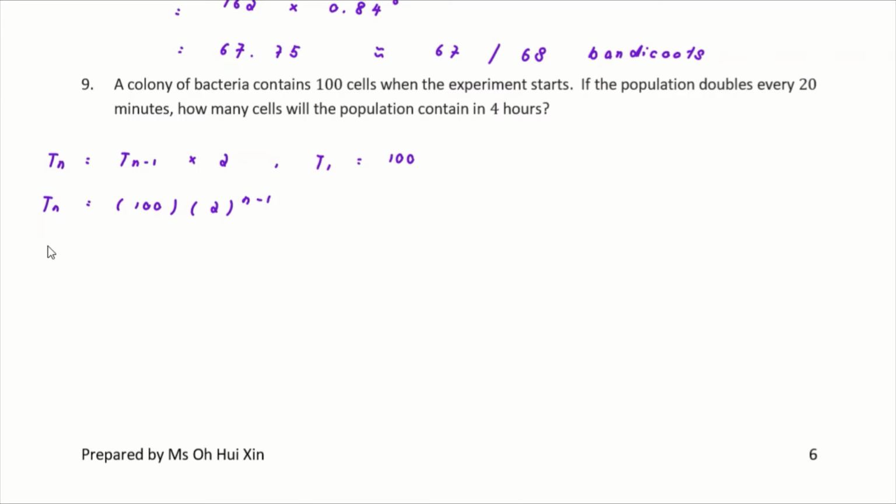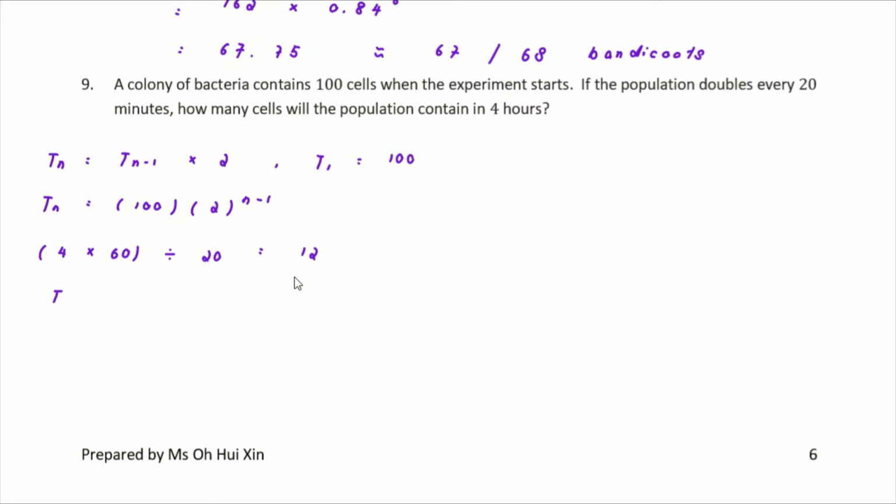I think this is very straightforward. You have 4 hours, and each hour has 60 minutes, right? So when you use the total minutes and divide by 20 minutes, you get 12. So after the first 20 minutes it will be T2, after another 20 minutes it will be T3, and so on. You want the population in 4 hours, meaning after 12 times of 20 minutes. So what is the T that you are actually finding?